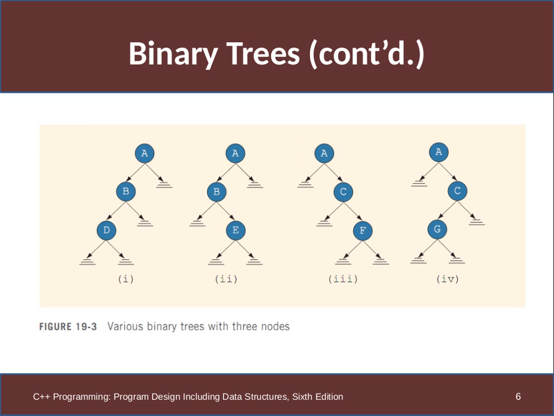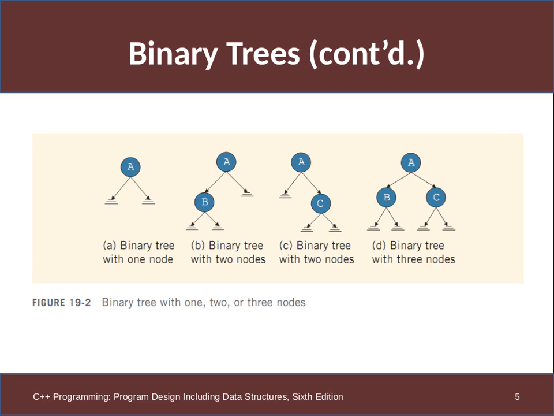We can continue on with different binary trees with 3 nodes. These are all legal binary trees. What's the height of each of these? 2 or 3, yeah, 2 or 3. And how about the last one here? Height of 1 or 2, yeah, depending on how you wish to look at it.